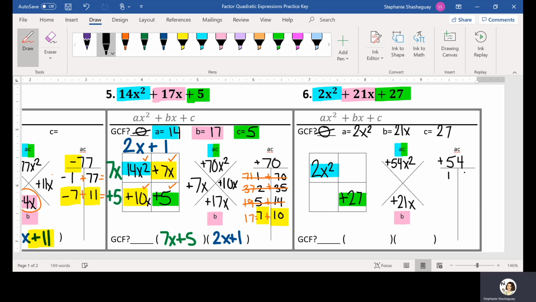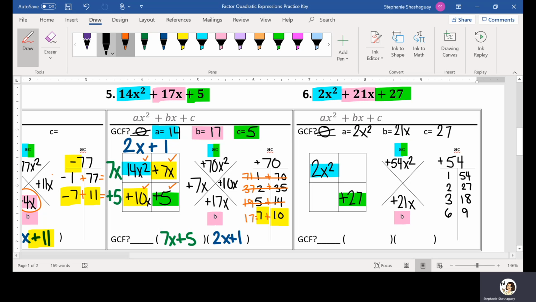So I have 1 and 54. I have 2 and 27. I have 3 and 18. And then I have 6 and 9. Okay, everything is positive.